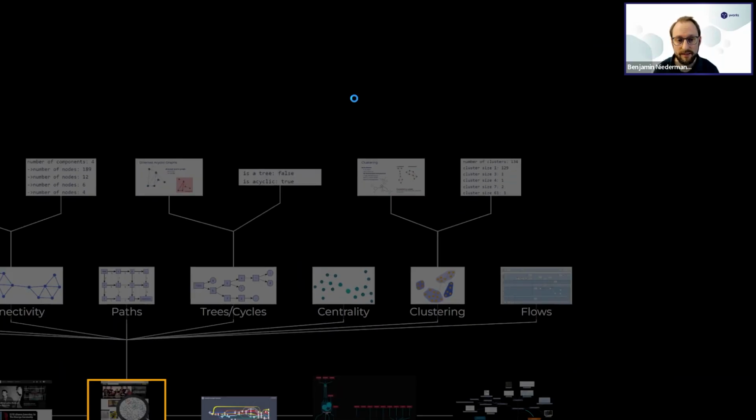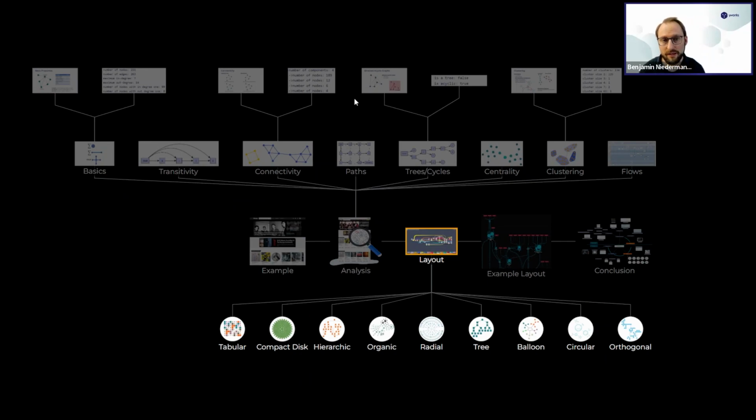I now would like to use this information to decide on the layout. So which layout should we use for our graph visualization? To that end, we should have in our mind these numbers that we just have gained from the analysis. But of course, we also should think about the idea of the visualization, what we would like to visualize.